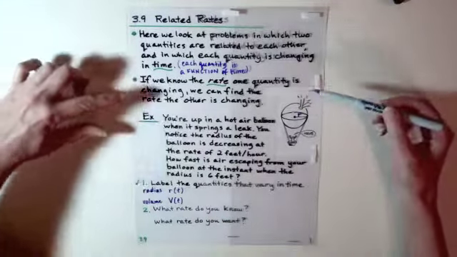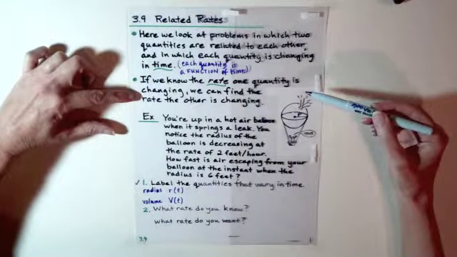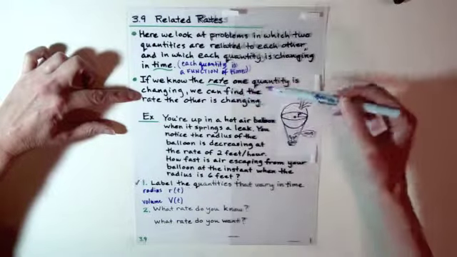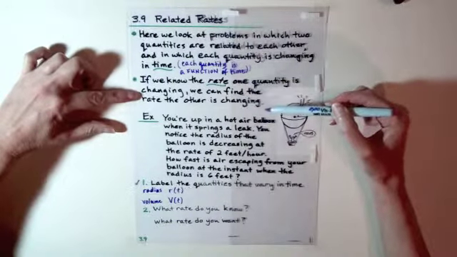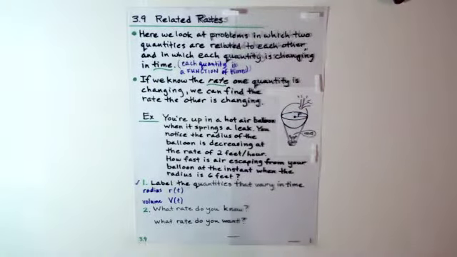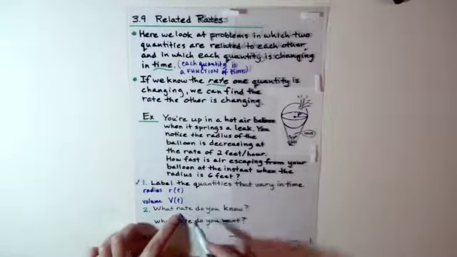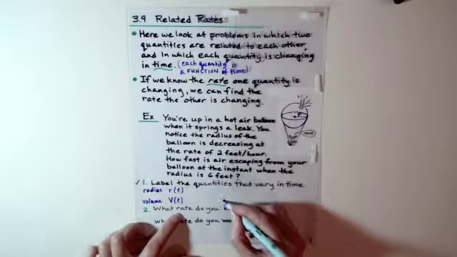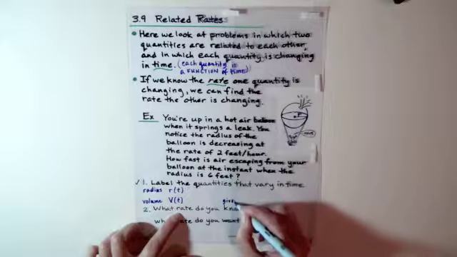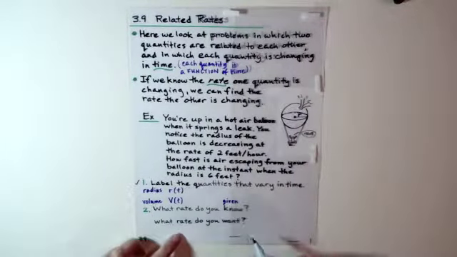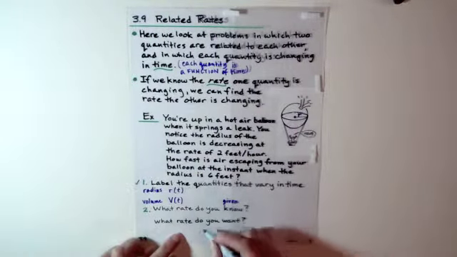Okay, you remember that in this remark number 2 here, we said that if you know the rate one quantity is changing, you can find the rate the other is changing. And that's what step 2 in our 5-step process is all about. In each of the problems, there will be a rate that you know, in other words, a rate that is given to you. And there will be a rate that you want, in other words, a rate that you are asked to find.